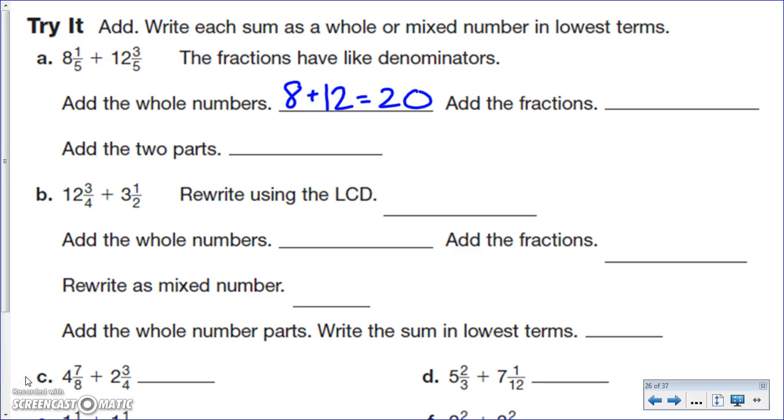Then we're going to add the fractions. So 1/5 plus 3/5 is 4/5. Next, we're going to add the two parts, so we get 20 4/5. Next, for B, we have 12 3/4 plus 3 1/2. So we need to rewrite using a common denominator. So you can keep 12 3/4 as it is, and we're going to take 3 1/2 and take it to fourths, so it becomes 3 2/4.